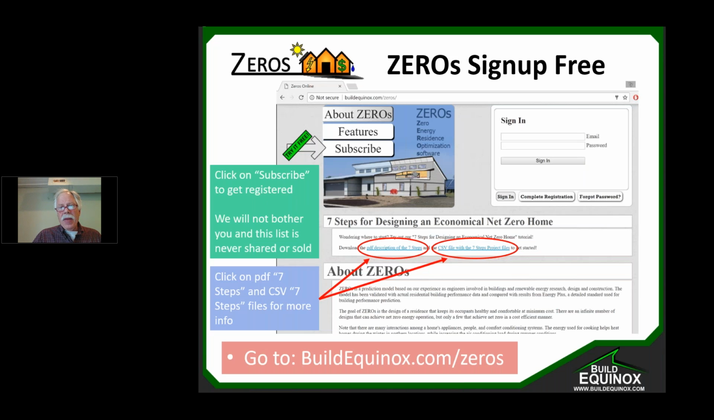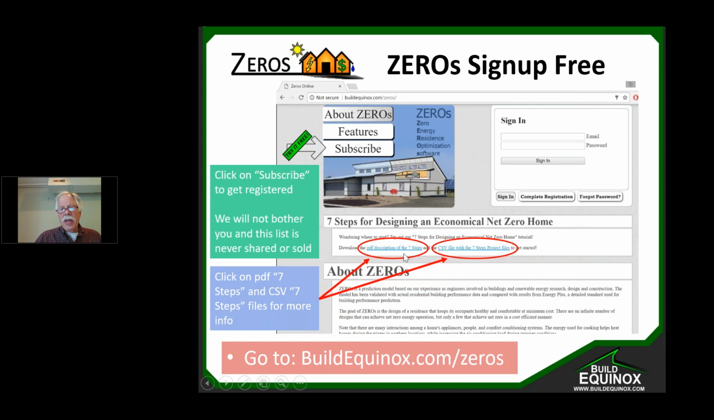Now, Zeros. If you haven't gone to Zeros, you can do this at any time. Go to buildequinox/zeros. It's nothing we advertise, but we've got users all over the country, all over North America. You click on subscribe, and then that will let you register and get a subscription key. And we're not going to bother you. Your data is not going to be sold. We're not going to be bugging you. This is purely because we want to see more solar-powered homes built, and to be an aid for those of you who are involved in the designing process.